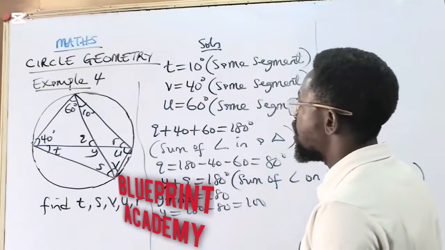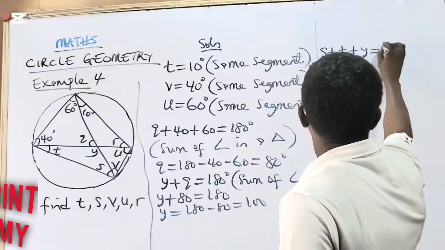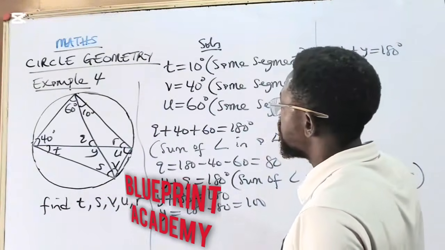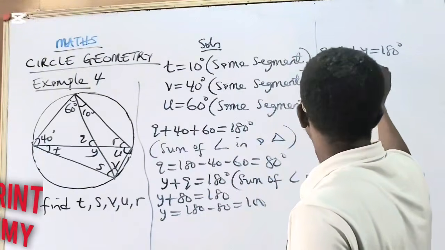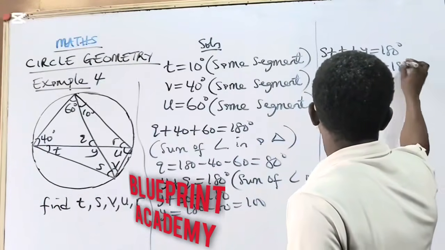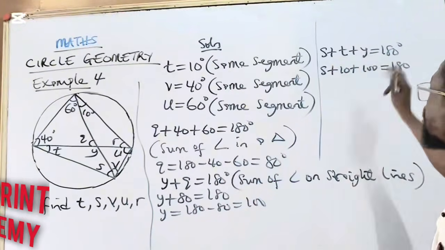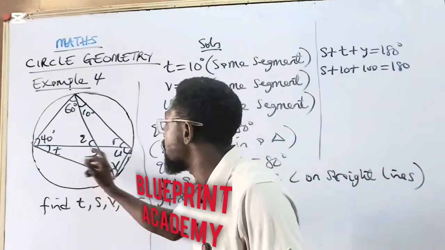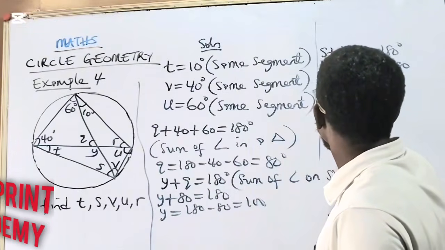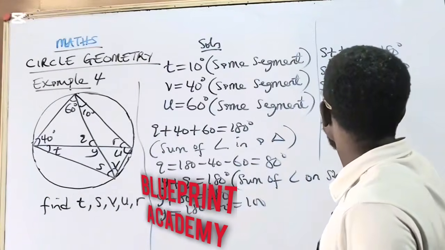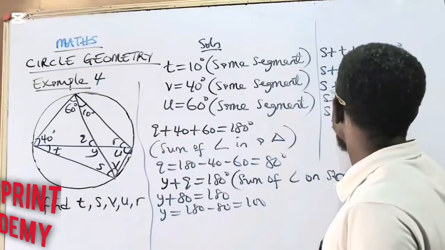So let's get S now. S plus T plus Y is 180 degrees, right? So we get S plus 10 plus 100 equals 180. Of course, the rule for this one is the sum of angles in a triangle. S plus T plus Y is 180 because they are in the same triangle. And sum of angles in a triangle is what? 180 degrees. So S plus 110 equals 180. So S will be 180 minus 110.